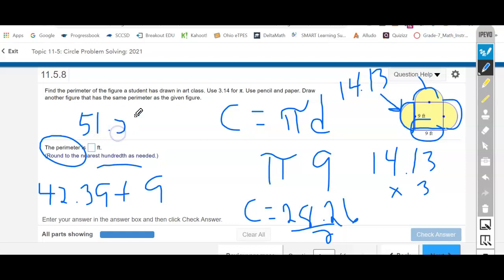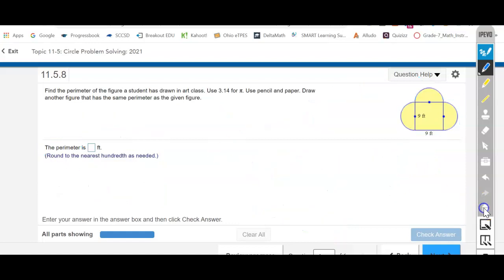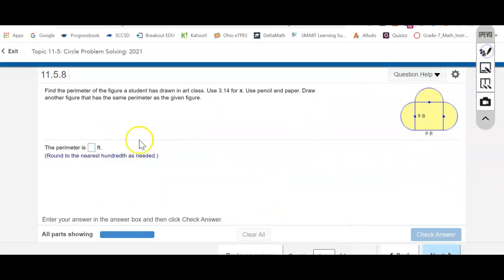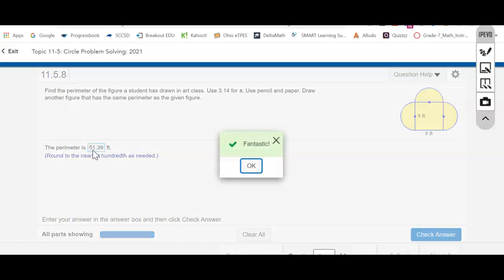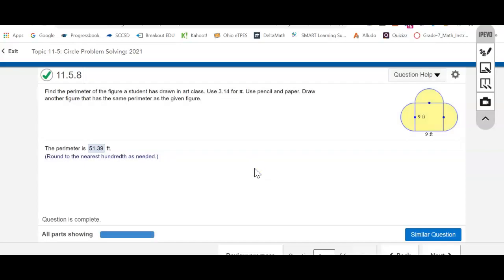Why do my 3's not show up very well? Okay. Let's type it in. See if I'm 3 for 3. 51.39. Fantastic. 3 for 3. All right.